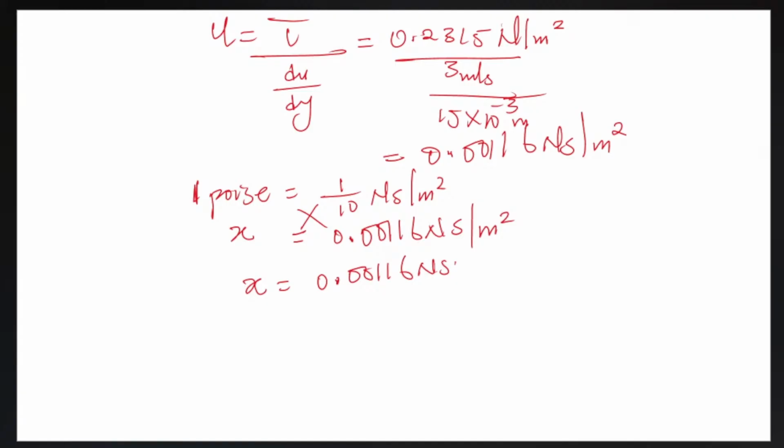If you punch this value in your calculator, that will simply give you 0.0116, and the unit will be poise. So this will be your dynamic viscosity. Now remember, since we are given that our dynamic viscosity is in poise, leave your kinematic viscosity in centistroke, not stroke.